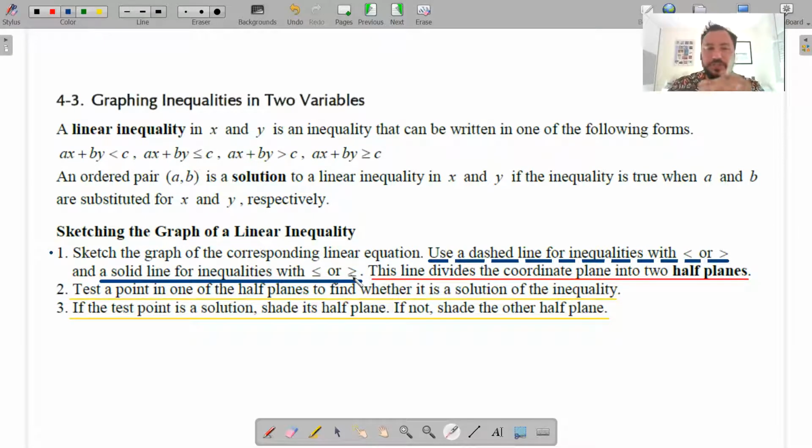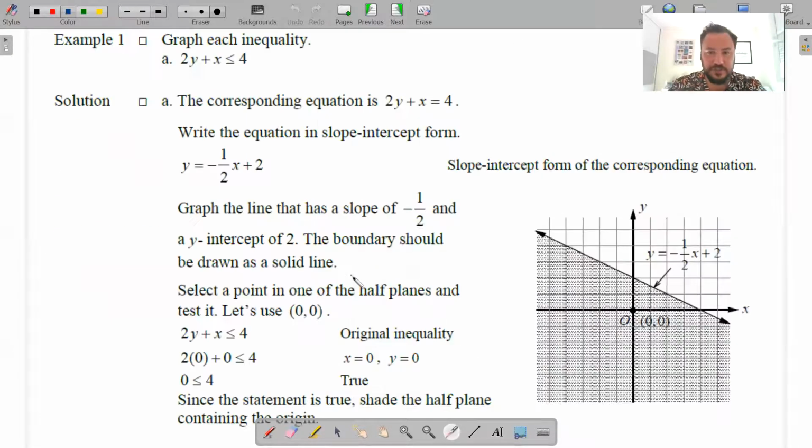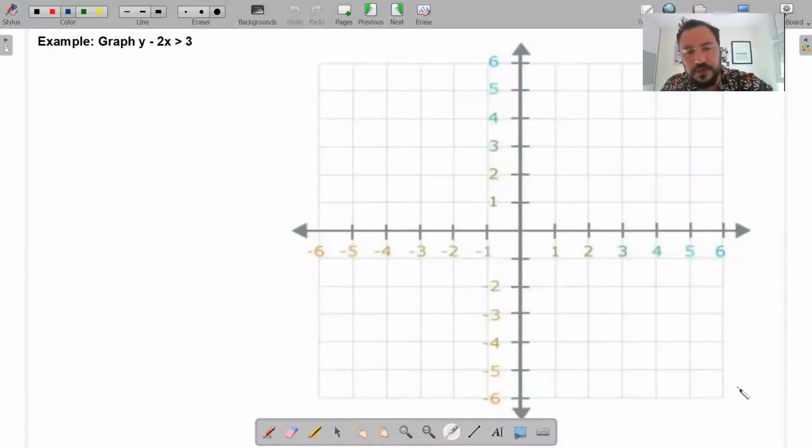One of the two parts will be shaded. Now, why will it be shaded? The reason is because we're graphing inequalities. And as you might remember, when we were talking about it, an inequality represents a set of values. So the shaded area we see here will represent all the set of values that the inequality has. So let's see how we graph it, okay?